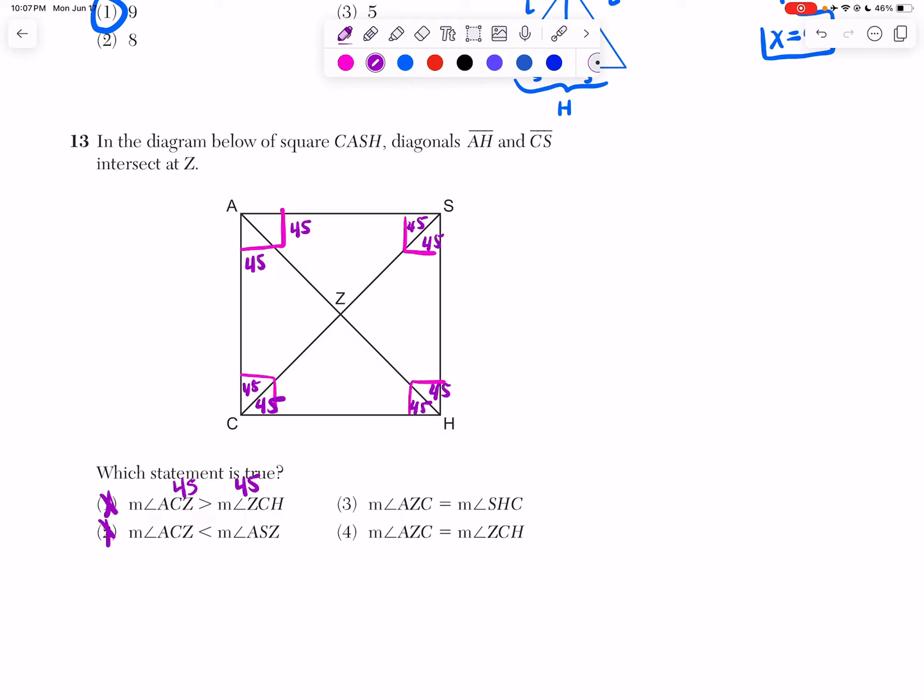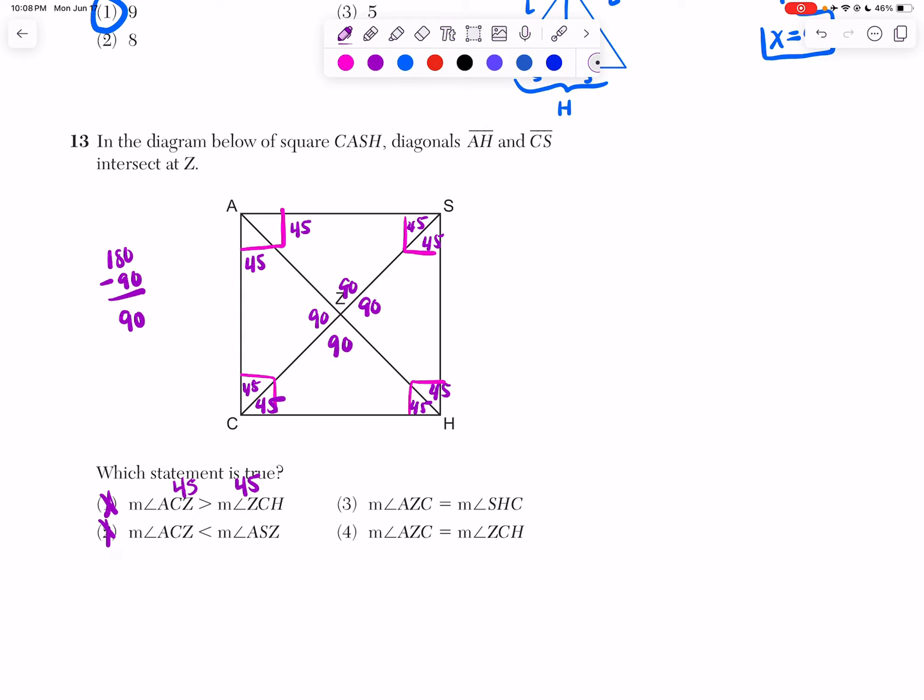Now, one thing I could do is also sort of label the inner angles. Well, if we look, 45 and 45 give us 90, and we know in a triangle there's 180 degrees, so if I do 180 minus 90, that's 90. So all of these inner angles are going to be 90 degrees as well.